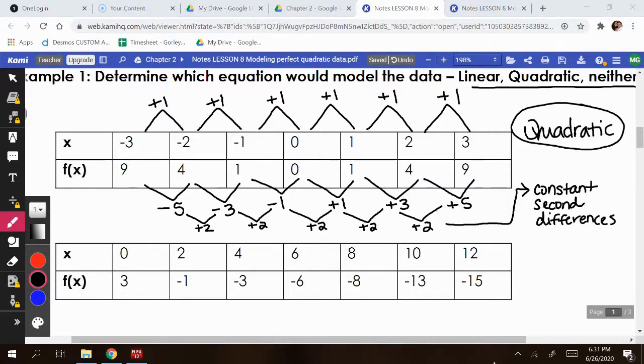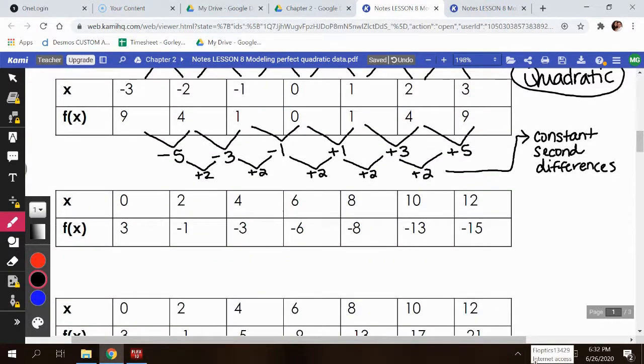All right, let's take a look at the next data set. Confirm that we have equally spaced x inputs. I add 2, I add 2, I add 2, I add 2, I add 2, and I add 2. So it looks like all of the x values are equally spaced. Now let's analyze the y outputs.